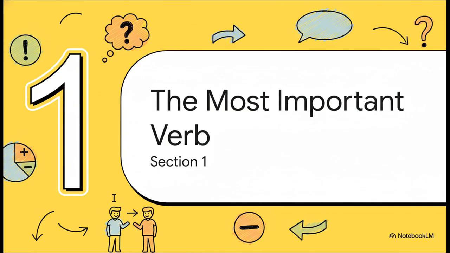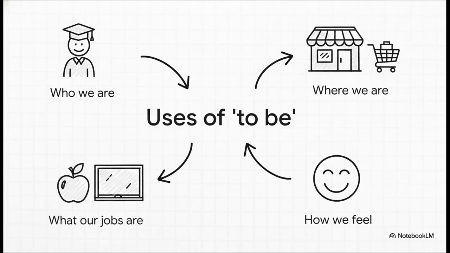Let's really dig into why this one little verb is basically the backbone of how we talk. Just think about all the work this one verb does for us. We use it to talk about who we are, right? Like, I am a student. We use it for our location. I am at home. For our feelings, I am happy. And even for our jobs, I am a teacher. It's like the Swiss Army knife of verbs.